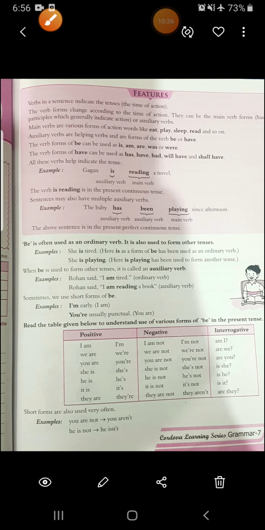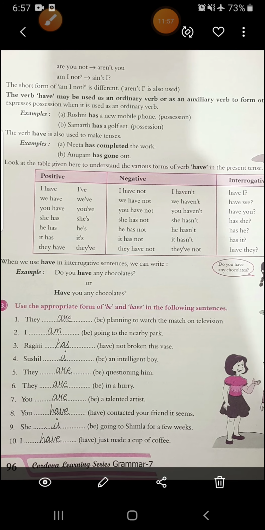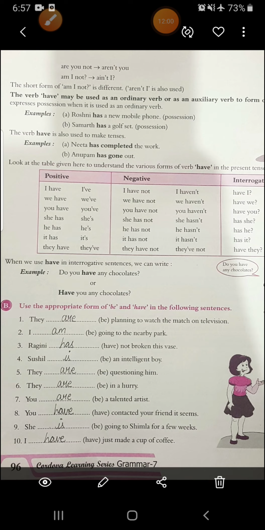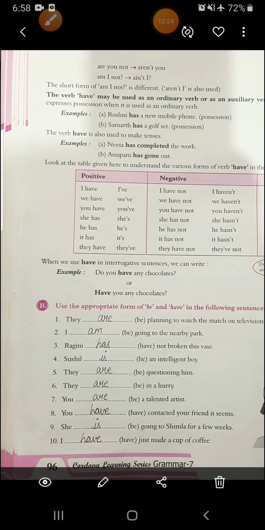Seventh, you are a talented artist. If you remember the chapter in which I told you about singular verb and subject and all these things, in that I mentioned that with you we use are and have. Alright, so don't forget that. See the eighth one, you have contacted your friends, it seems. Then ninth, she is going to Shimla for a few weeks. Then tenth, I have just made a cup of coffee. So pause it again. Please just see that you are writing correctly. No mistakes. Alright.